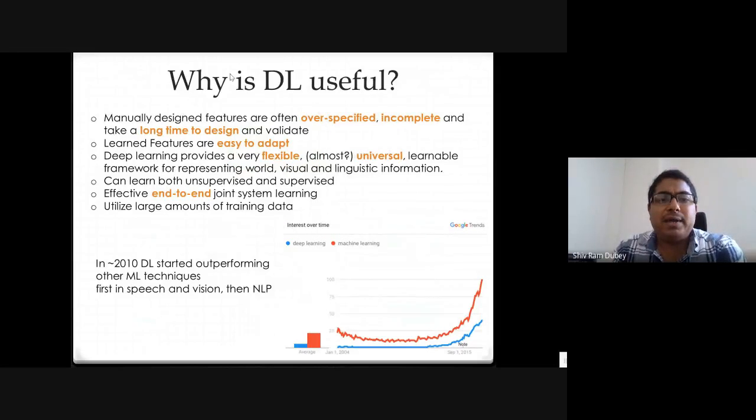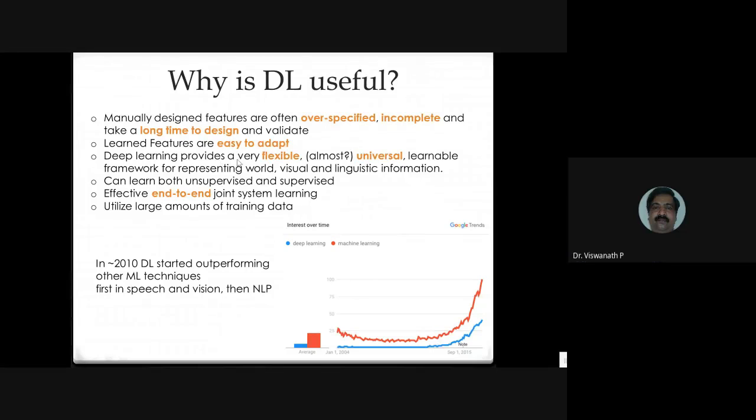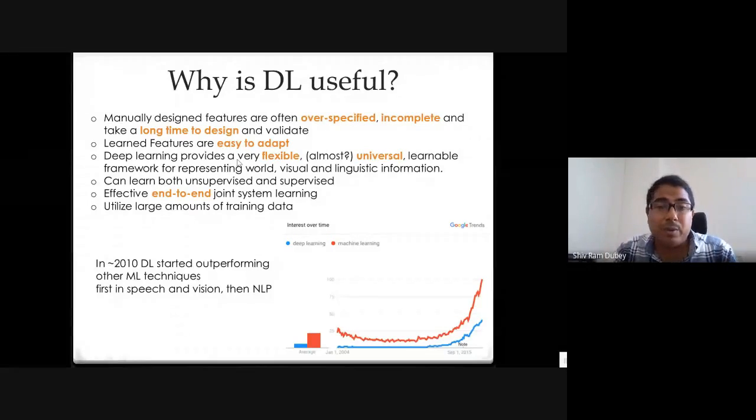Now, why is deep learning useful? If you are manually designing the features, sometimes they may be over-specified, under-specified, or incomplete, or it may even take a long time to design, even to think about what should be the bad features or good features. Whereas learned features are easy to adapt; they can be learned automatically from the data, and it provides a lot of flexibility. Even nowadays with transfer learning, that is the flexibility of deep learning: an already learned model can be fine-tuned and used for some other problem. We do not have to learn from scratch.